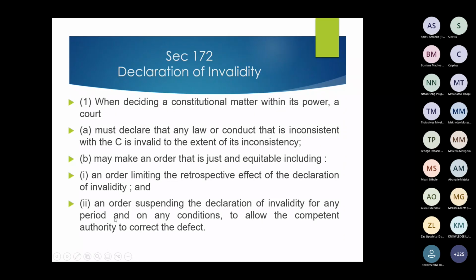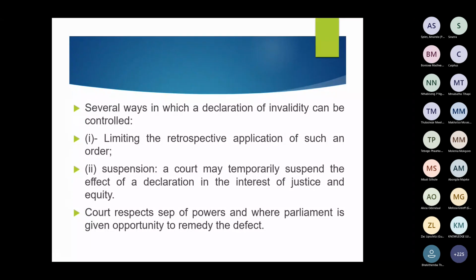The section mentions two of those. It's an order that limits the retrospective effect of the declaration of invalidity, and an order that suspends the declaration of invalidity, which is also known as suspension. In terms of limiting the retrospective application of such an order, you can think of it as being declared unconstitutional from the date of the relevant judgment, and it would not be retrospectively applicable.